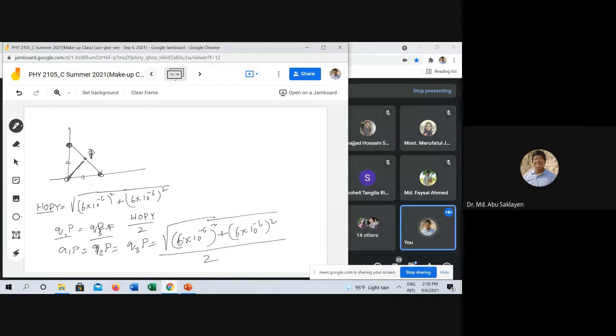36 plus 36, 72 into 10 to the power minus 12. Sir, 6 into 10 to the power minus 6, sir. I did it by breaking it down, sir. Okay, fine. So D, or R, equal to 6 into 10 to the power minus 6 meter divided by 2, this one. Yes sir, divided by 2. Okay. So now what will be E1?